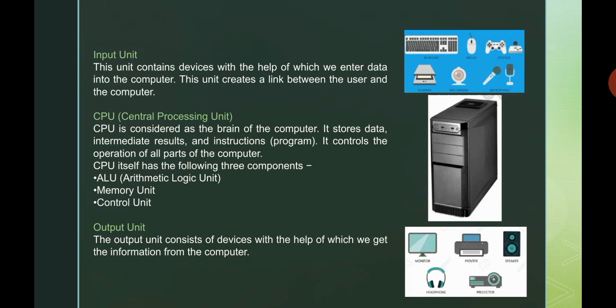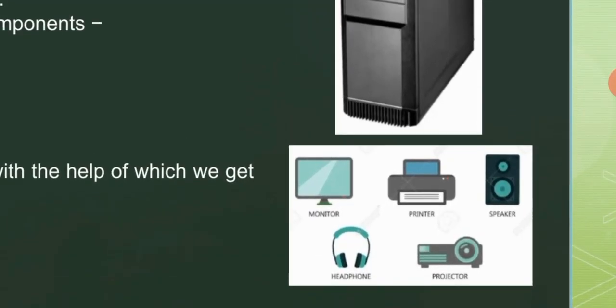Second is memory unit. If we send data or retrieve data from any computer, all this data is sent into our memory unit. Last is control unit. All the processes and performance are controlled by the control unit. Now the last component of computer is output unit. The output unit consists of devices with the help of which we get information from the computer.